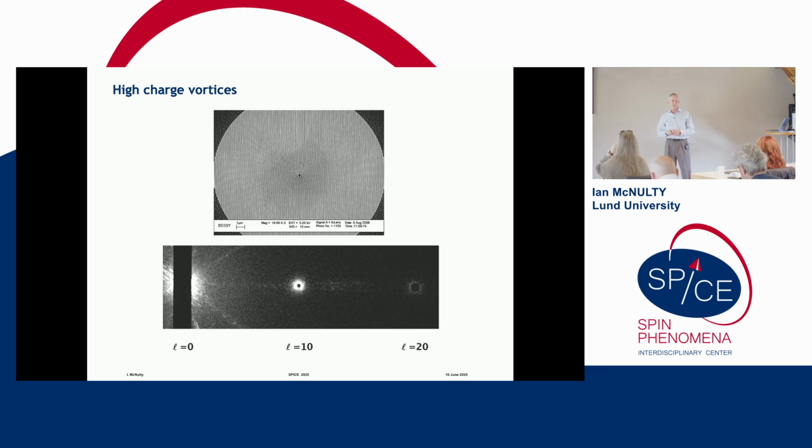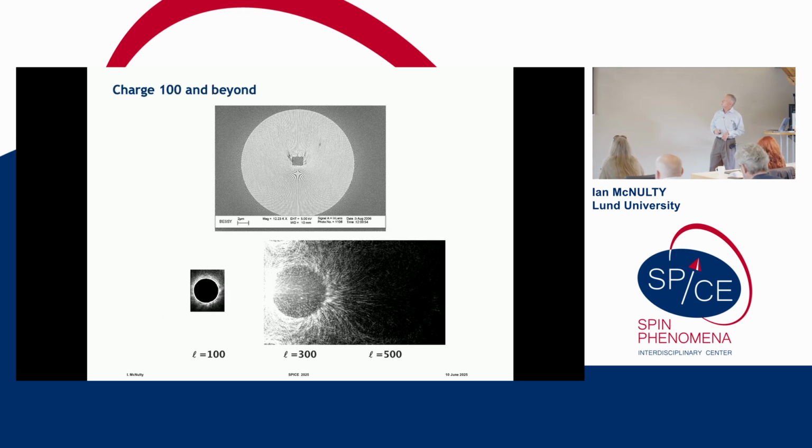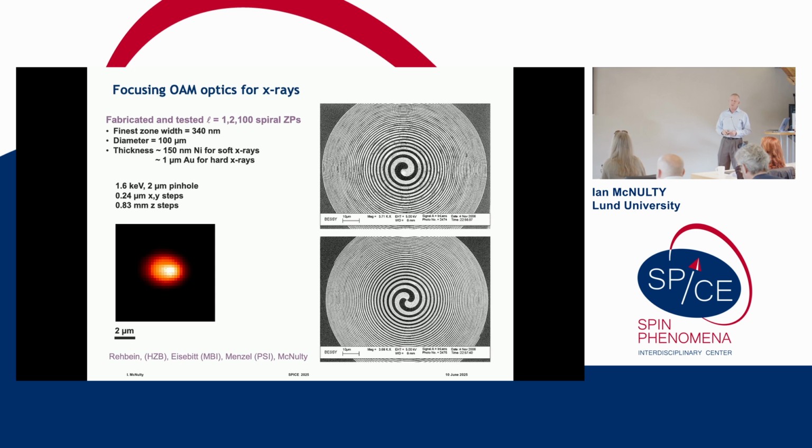If you're an expert, you might wonder, why is there a second order, not just the odd orders? It's because the mark to space ratio of the lines isn't perfectly equal, so you do see some. We also went to charge 100. In fact, here's third order and fifth order. You might just convince yourself it's there. So these can be made with X-rays. You can focus them, as we heard very well about in the previous talk. These are spiral zone plates.